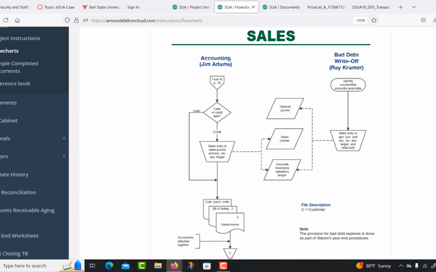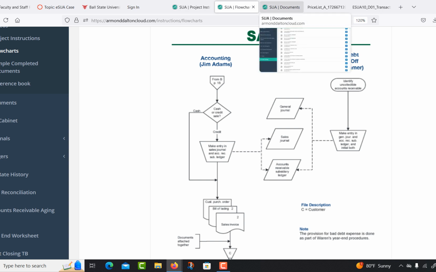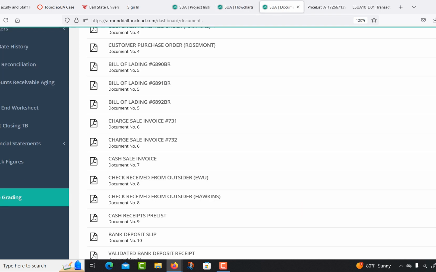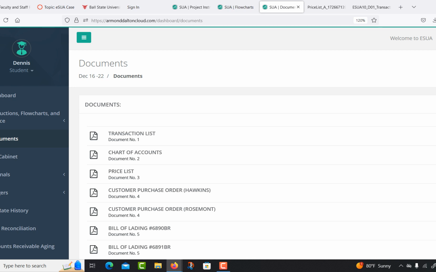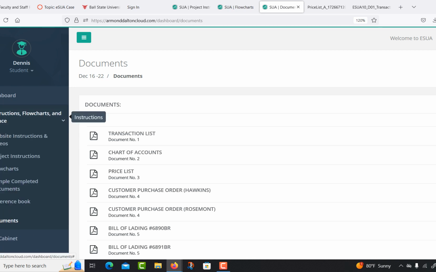So you have the sale invoice coming in. It's a credit sale, so we're going to make an entry in the sales journal and accounts receivable subsidiary ledger. Okay, so that's the first thing you want to do. You come over here to the documents, and we want to pick out the journal. The first place is the journal. Remember the place of original entry. And so let's go down to the journal.